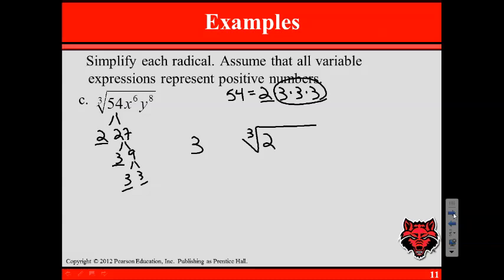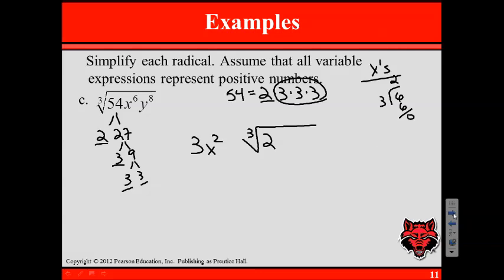Now let's go to the x variable. We use long division on the exponent. We take the exponent divided by the index. So for the x's, take 6 divided by 3. 3 goes into 6 2 times with no remainder. So we bring 2 factors of x out from underneath, and none remain underneath the cube root.